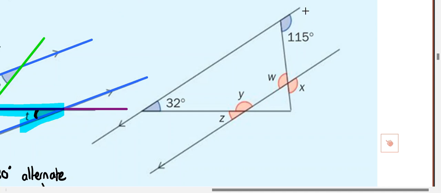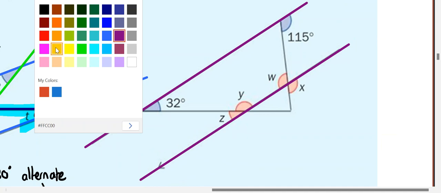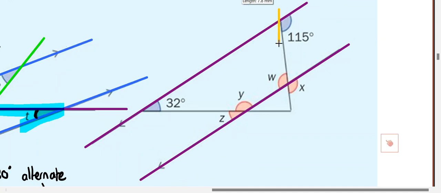Okay. So first of all, like I've said, identify the parallel lines. So here are the parallel lines. The transversal that Brennan is talking about quite correctly is this line down here. So we can see that our F angle, 115, makes X 115 degrees. And he's already said that W is vertically opposite, so W is also 115. Okay?